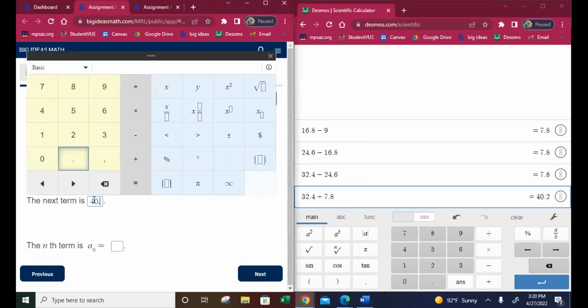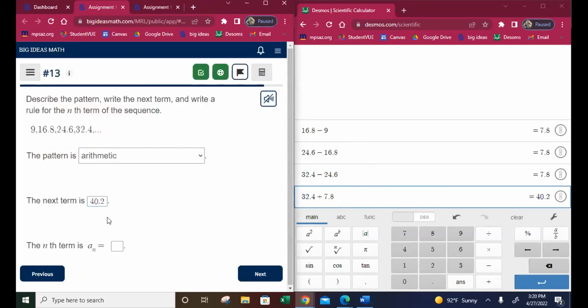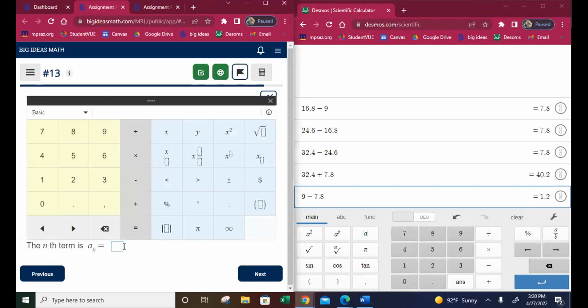Okay, so the next term comes from what you just did there, 40.2. Now for the nth term, you have to find the term before the 9. So go over to your calculator on the right and do 9 minus 7.8. Okay, 1.2 plus the common difference, 7.8, times n.